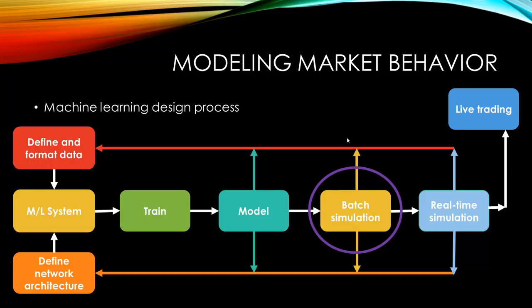It's past data. We don't know what will happen in the future. And there's no input into that process about the delays that occur in the real world. So now we have to go to real-time simulation. Real-time simulation is where I take my model and use it to predict trades to take, in real time.